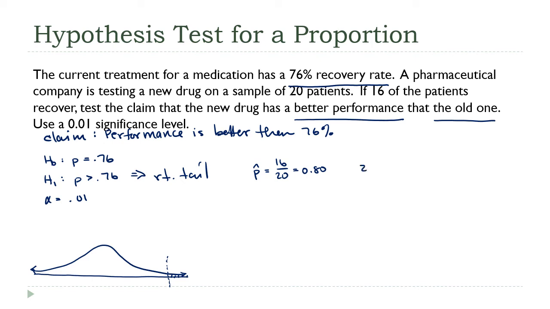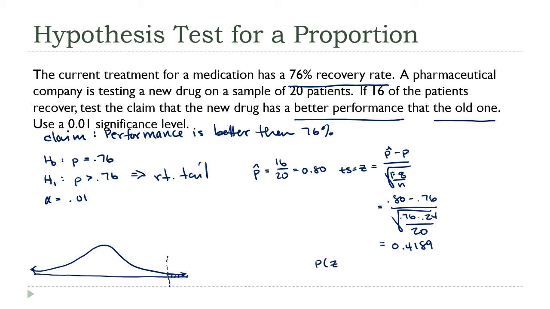All right, so Z is my test statistic. Same formula, P hat minus P over the square root of PQ over N. So let's see, 0.8 minus 0.76 over the square root of 0.76 times 0.24 over 20. And my calculator tells me this is 0.4189. Okay, so now doing p-value method here first.